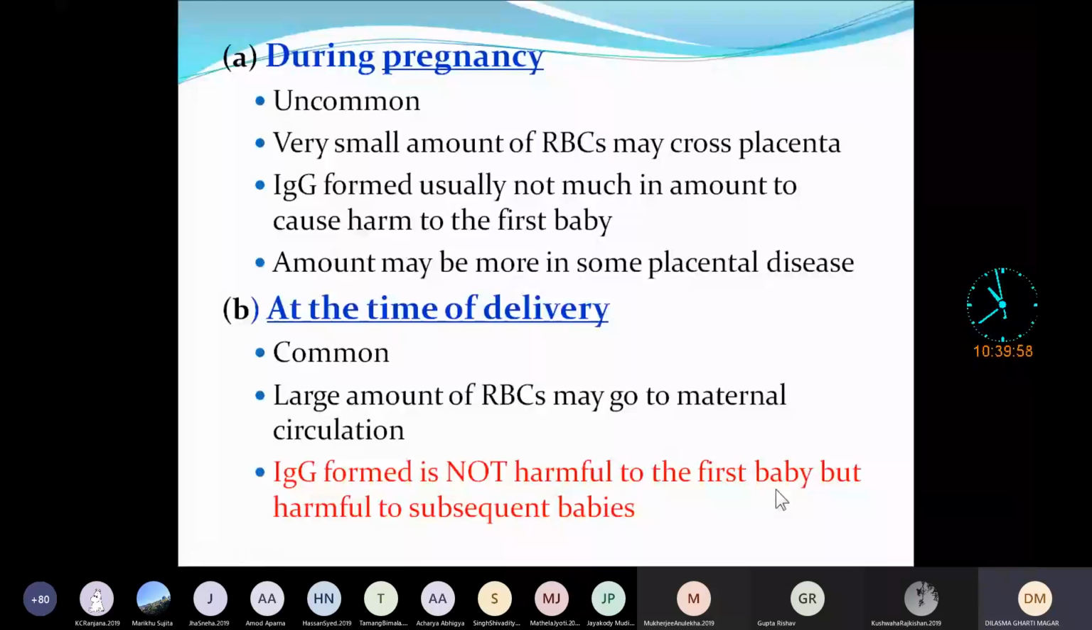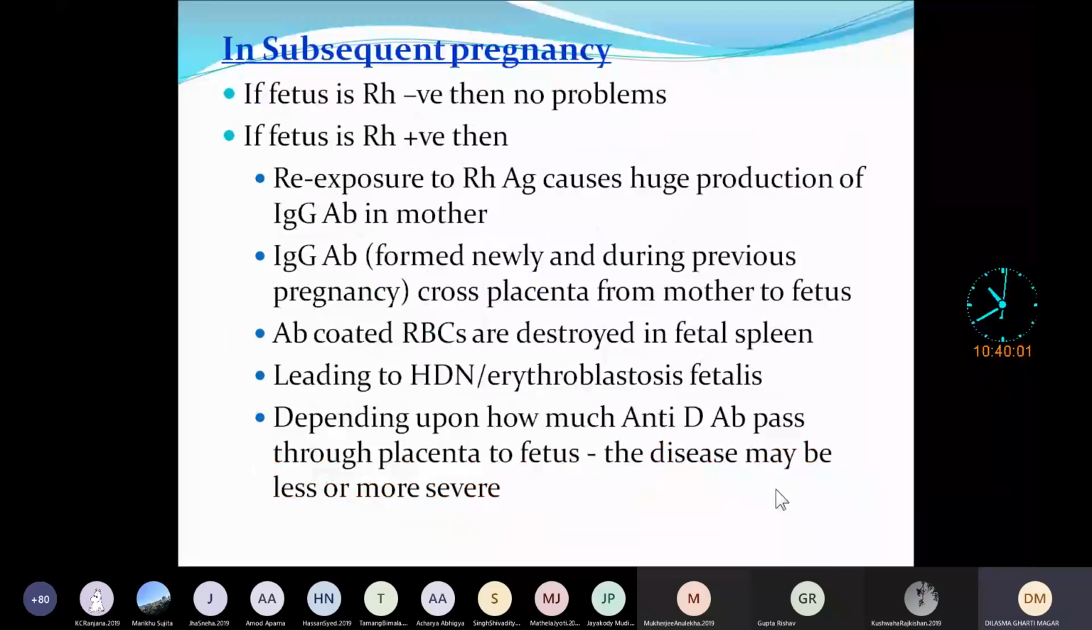So now in subsequent pregnancies, what happens? If the mother is Rh negative and the fetus is Rh positive in the subsequent pregnancies, then more and more of this immunoglobulin G will cross the placental barrier and go to the fetal circulation. But if the second fetus is Rh negative, then there will be no problem. Understood here? If the fetus is Rh negative, there is no problem.